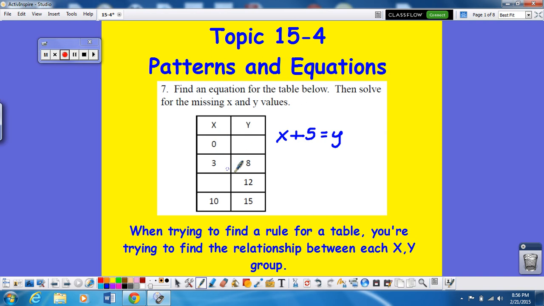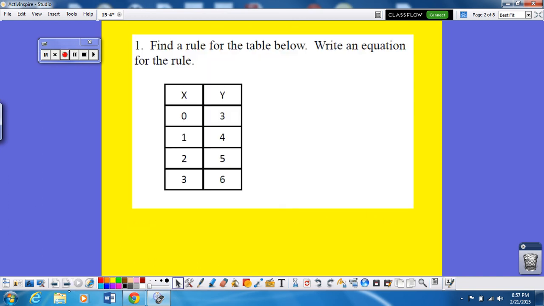So let's go ahead and fill in the empty boxes. X is 0, plus 5 equals 5. Now here we're going to have to go backwards. Here we're going to say what plus 5 equals 12? Well, I know 7 plus 5 equals 12. So now I have a completed table just by looking at the relationship between the x and the y value.